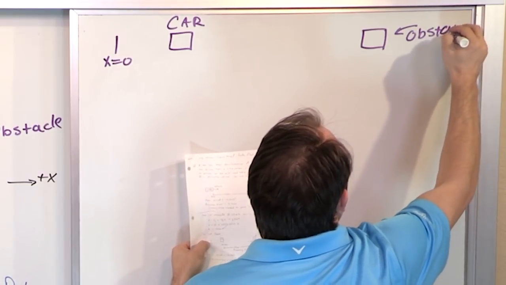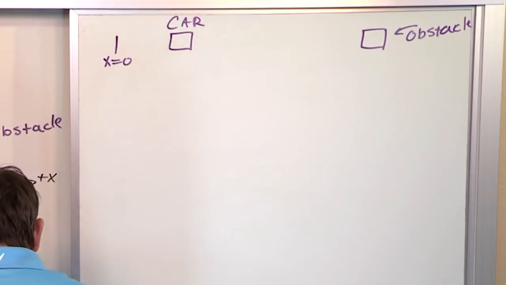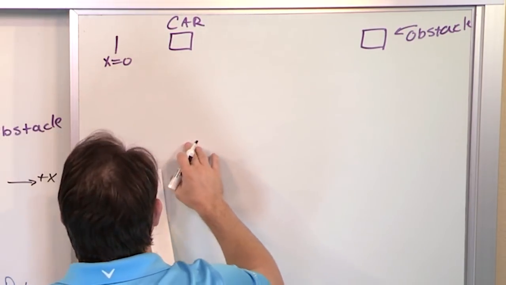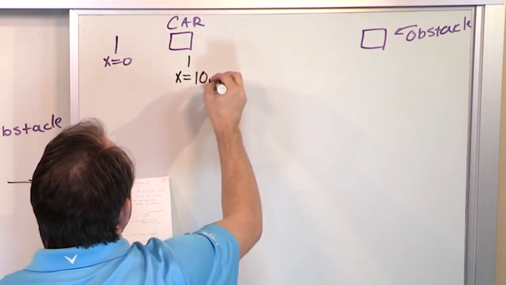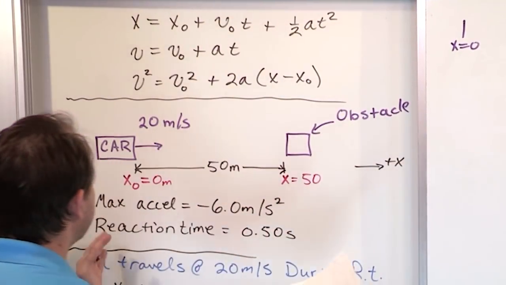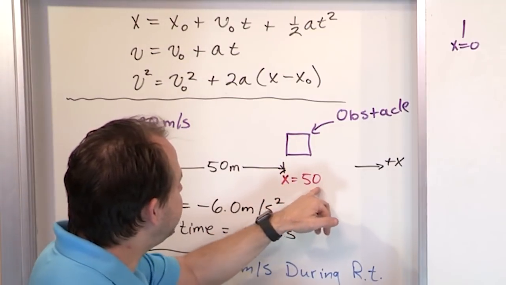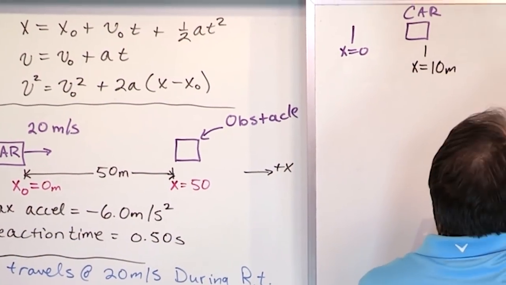Obstacle. Right? That's the same old obstacle. But what we're going to say is that the initial position when everything started was 0, but now the car is in a new position 10 meters down the road, right at the moment he starts pressing the brake pedal. And let's look back at our original drawing. Originally, we said the car was at 0, and the obstacle was 50 meters away, so we labeled that as x is equal to 50. So we'll label this x is equal to 50.